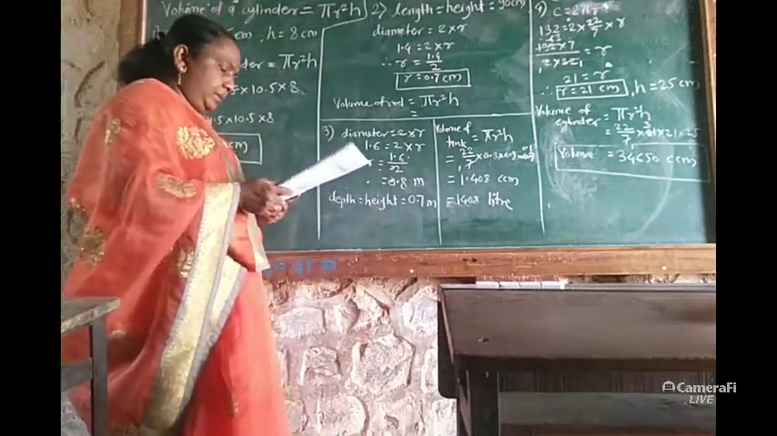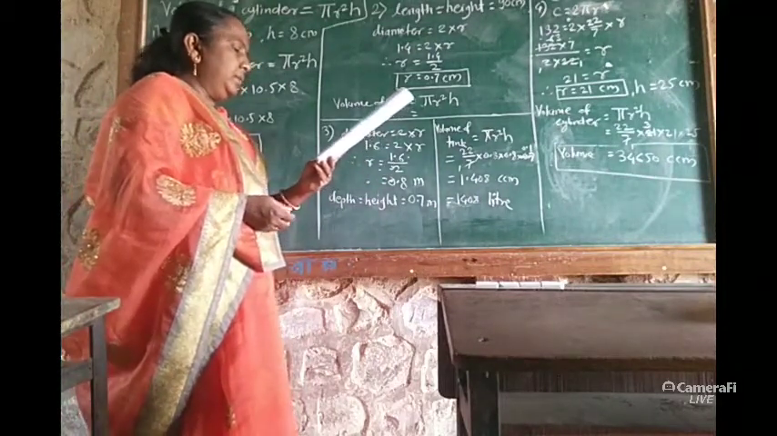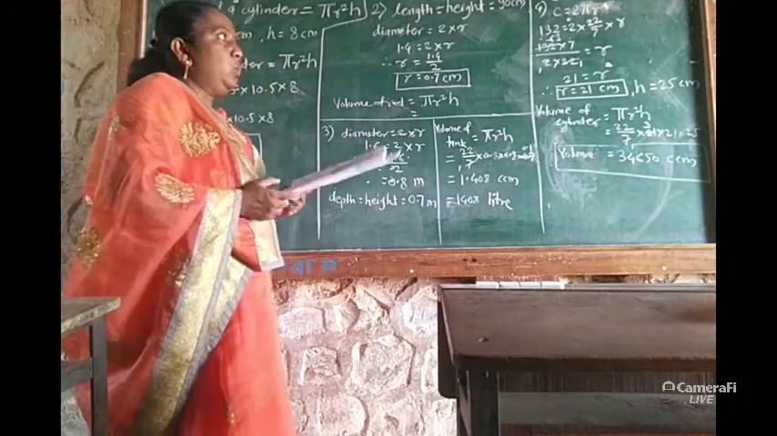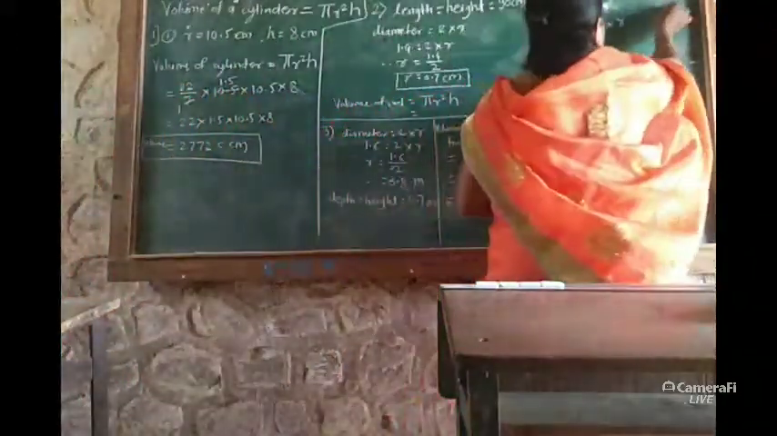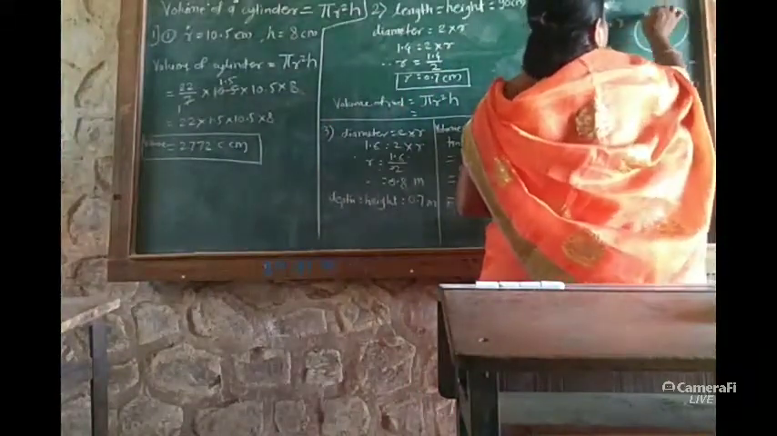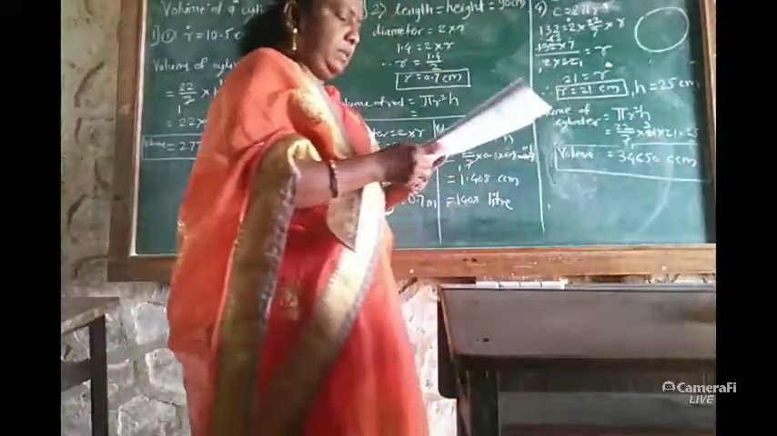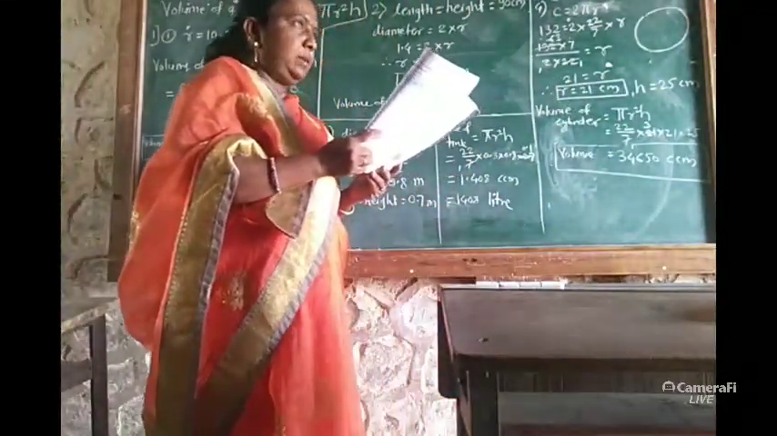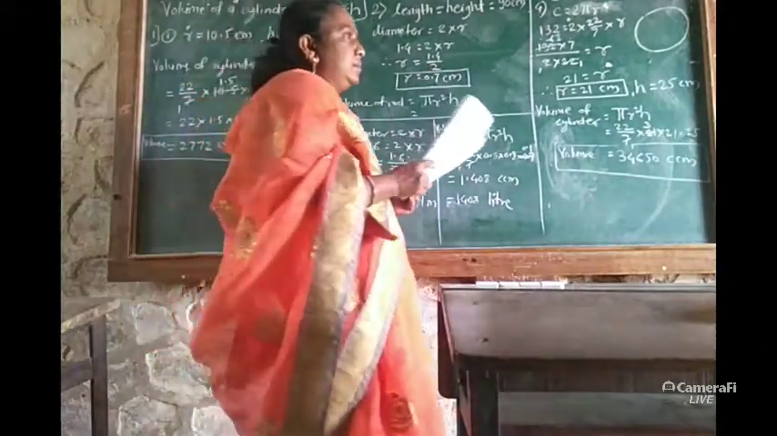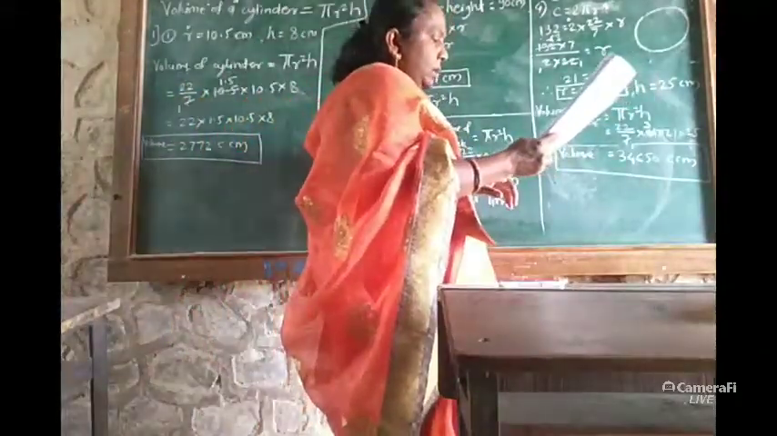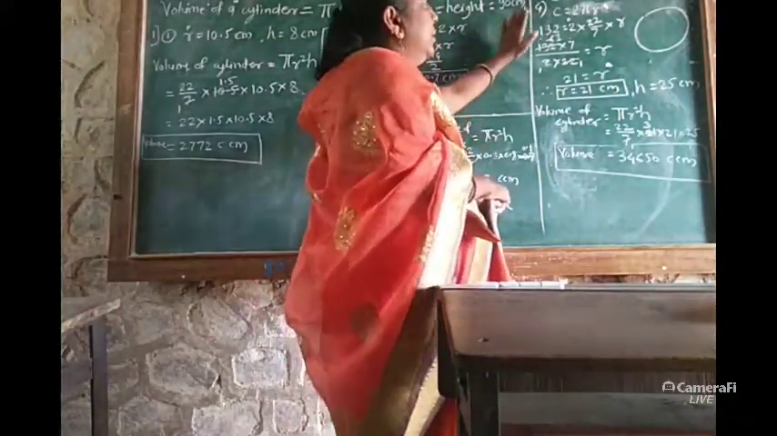And the last example from this practice set is: find the volume of the cylinder if the circumference of the cylinder is 132 centimeter. You know the circumference. Circumference means if this is the circle, this whole value is known as the circumference. Here they have given us the value of circumference, that is 132 centimeter, and they have also given us the height, which is 25 centimeter.